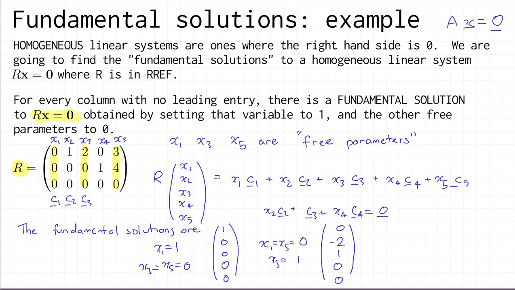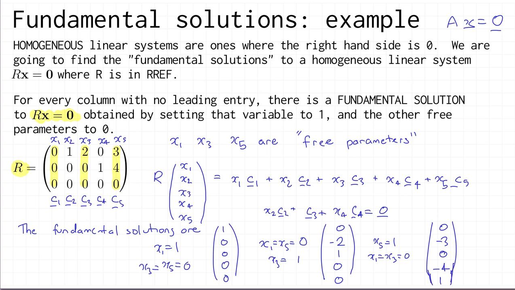And finally, if we want the solution where x5 is equal to 1 and the other free variables x1 and x3 are equal to 0, again, what we're looking for is a way to express the fifth column, this one here, in terms of the other columns. And you can see really easily that this final column, 3, 4, 0, is just 3 times the second column plus 4 times the fourth column. So that gives us a solution where we have x5 is equal to 1, x1 and x3 equal to 0, and then I need a minus 3 right here and a minus 4 here.